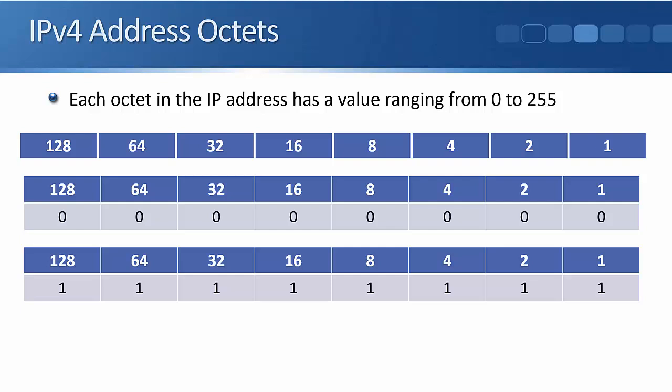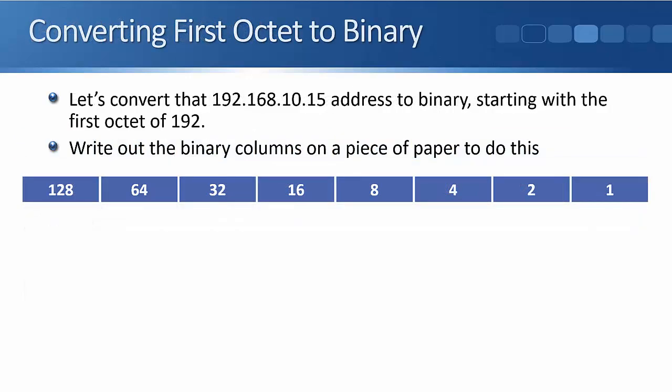On each of those octets, the bit pattern on each of those different bits can be any combination that you want of 1s and 0s. It goes from 0 at the lowest value up to 255 at the highest value. The example IP address I gave you earlier was 192.168.10.15. That's in dotted decimal notation. Let's convert that to binary.